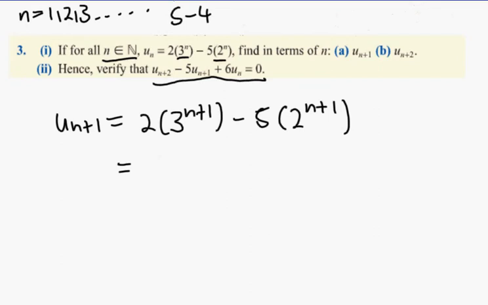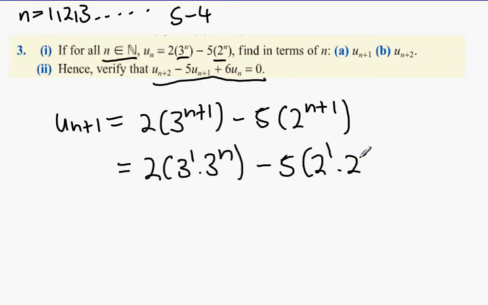What I'm going to do is this. I'm going to keep the number 2 exactly where it is. I'm going to change this into 3 to the power of 1 times 3 to the power of n. Is everybody happy with that? Minus 5 times 2 to the power of 1 times 2 to the power of n, using the multiplication rule.